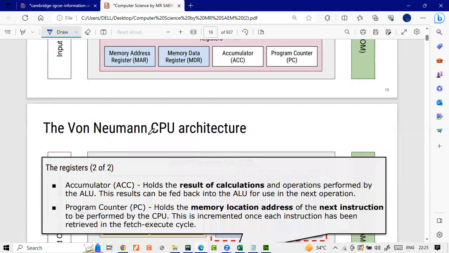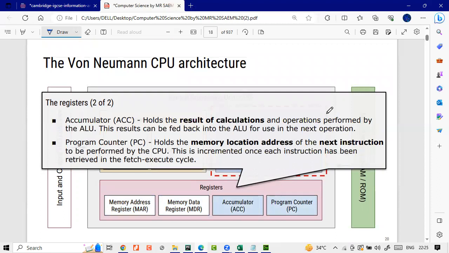Okay, then we have an accumulator. The accumulator holds the result of calculations. So whatever calculation I've done, 5 plus 1, where does this go? It will go into a register, that is the accumulator. The accumulator is directly connected with the arithmetic logic unit. These results can be fed back into the ALU. So the ALU works along with the accumulator. ALU is the arithmetic logic unit. Okay, you get the point.